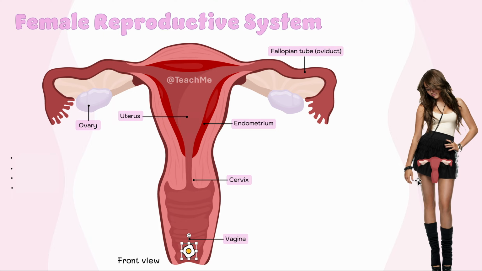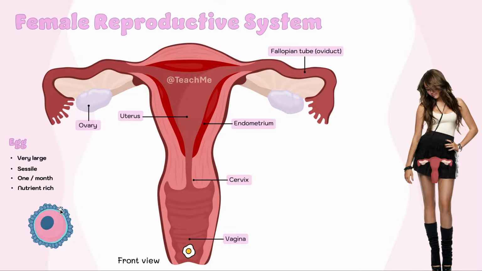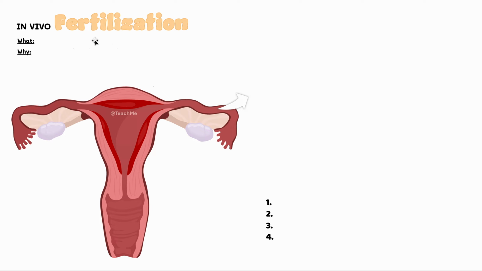Now, I want to talk a little bit more about the egg. There are some key details you guys need to know. Unlike sperm, the egg is massive. It's one of the largest cells of our body. And not only that, it is sessile, meaning it doesn't have a tail to swim like sperm. No. It's going to wait for the sperm to come its way. Now, unlike sperm as well, only one a month is made. That's pretty crazy, unlike the millions that is for sperm. And this cell is very nutrient rich. Now this brings us to in vivo fertilization.